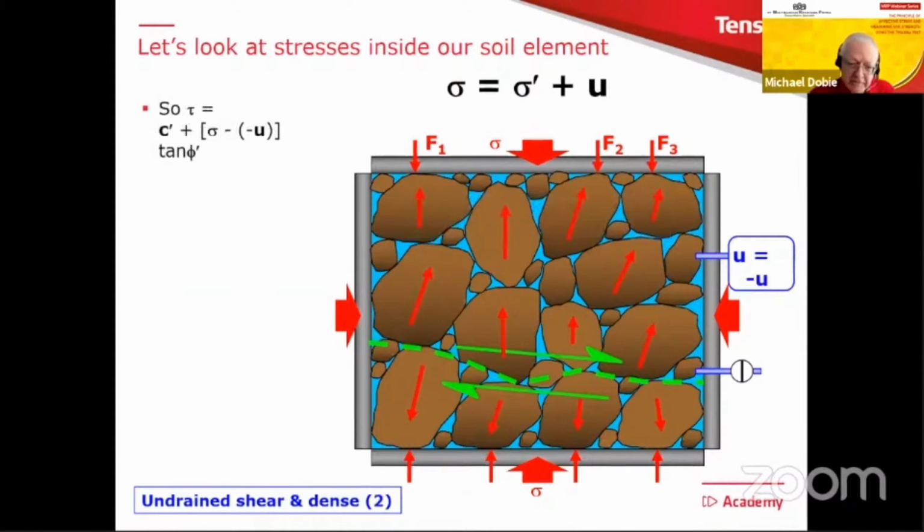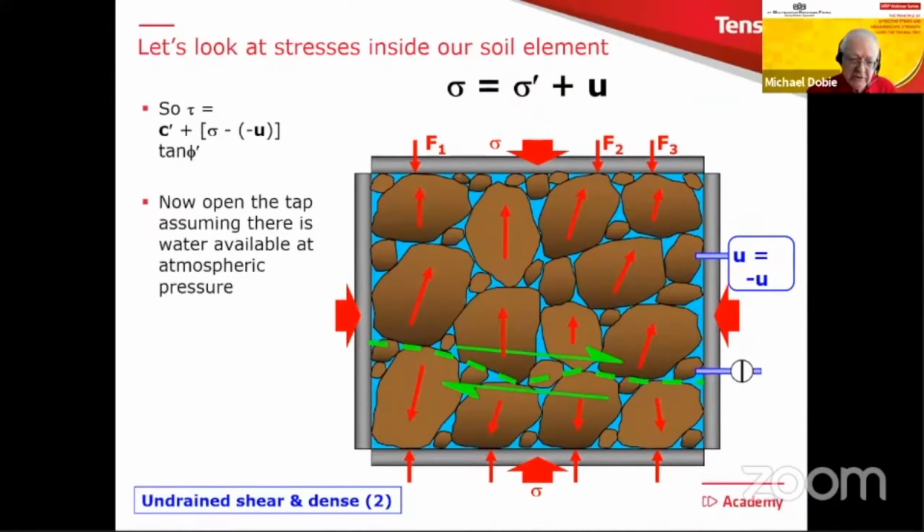So at the moment, the shear resistance equals c' plus (sigma minus the effective stress, which is minus u) times tan phi'. So that is our current shear resistance. What we're going to do now, as you might guess, is open the tap. To do this, we need a little reservoir of water there, which I've just added to the diagram, so that the water can now come to equilibrium with the atmospheric pressure outside. And we're also going to want to know about the volume change.